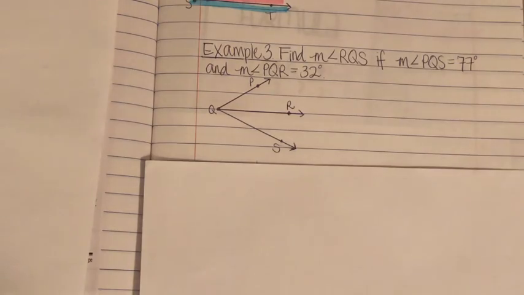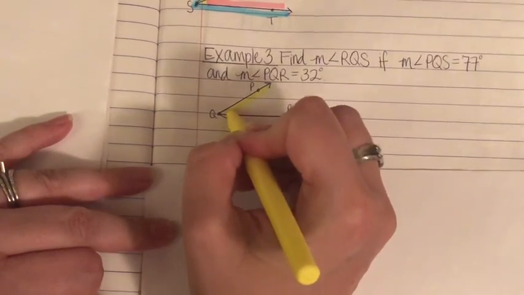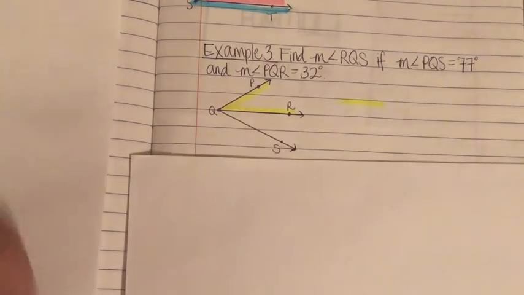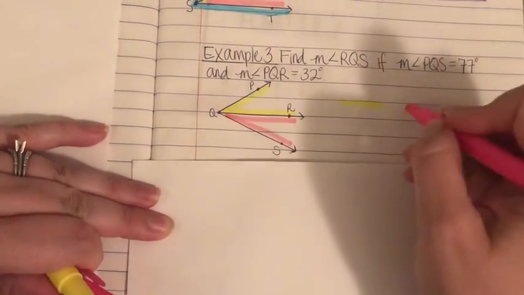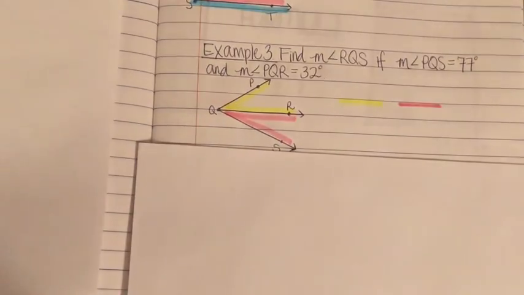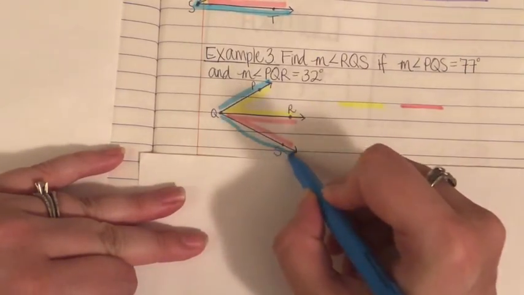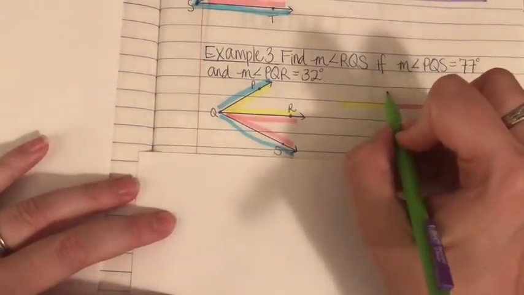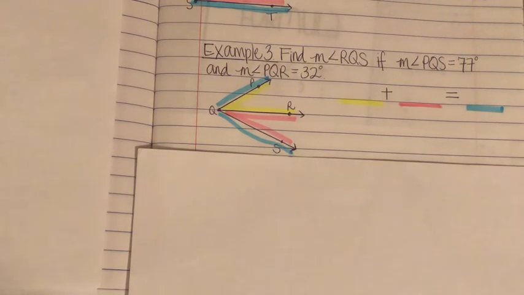All right, the very first thing I'm going to do is take my angle addition postulate from above in my notebook and highlight it because it's going to make it so much easier for me. I'm going to highlight and leave myself a space. Over here, I'm going to highlight and leave myself a pink space. Okay, and I'm going to come in with my blue last. I'm going to highlight the whole big angle, and I'm going to leave a space at the end. Now I'm going to come back with my pencil. I'm going to put a plus sign here, and I'm going to put an equal sign here, because that's what the formula says. The yellow plus the pink equals the blue. And now I'm going to start reading.